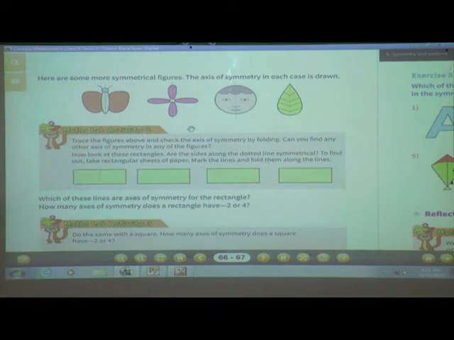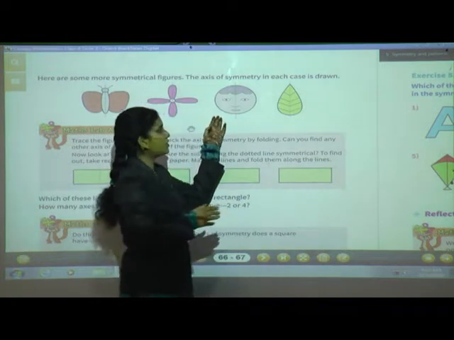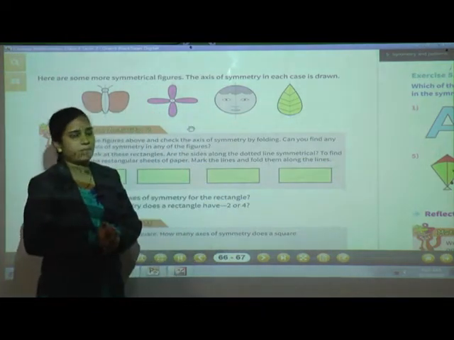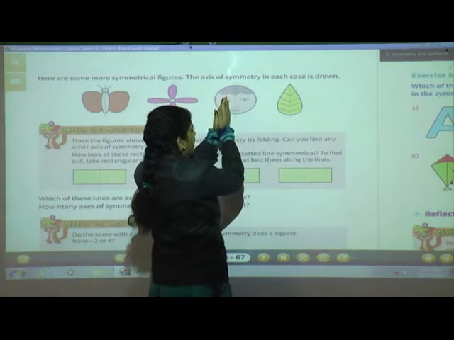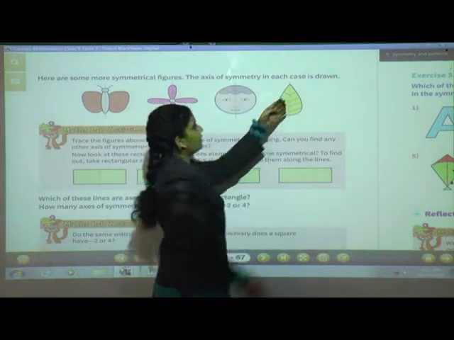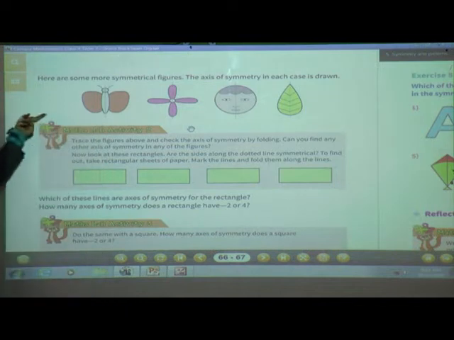Okay. And the human face, this is also one of the symmetrical examples. Even when we fold this figure exactly, the halves fit over each other. Okay, even this leaf also. So these are the natural examples of symmetry.